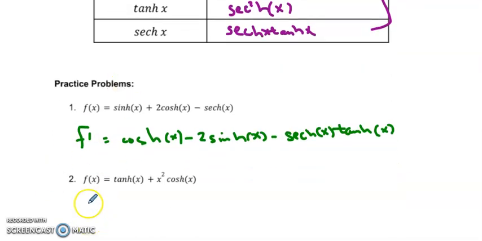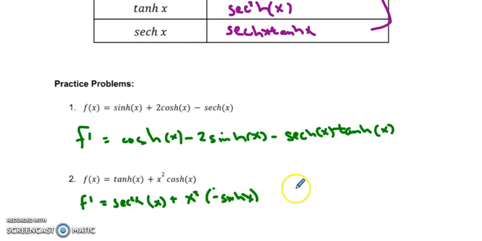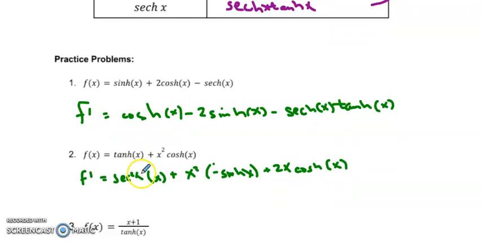Second one, getting a little trickier since I have a product rule built in. F prime equals tanh goes to sech squared of x, and then for my product rule, I'm going to leave x squared alone and differentiate cosh to sinh of x, and then I will differentiate x squared to 2x and leave alone cosh of x. That's a basic product rule with hyperbolic trig functions.